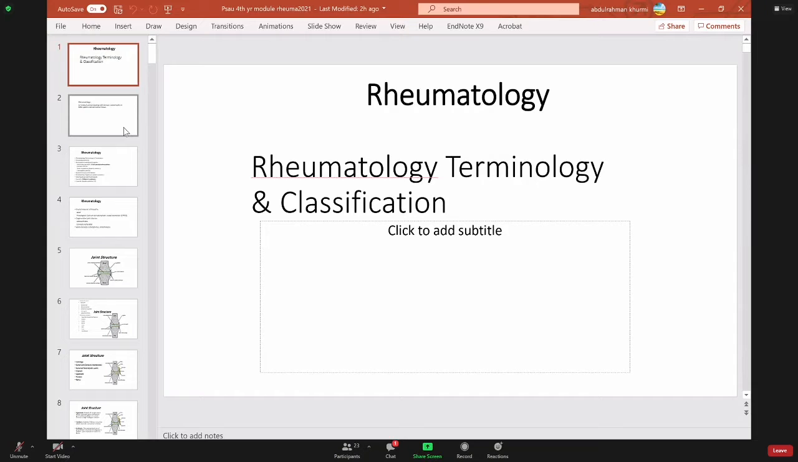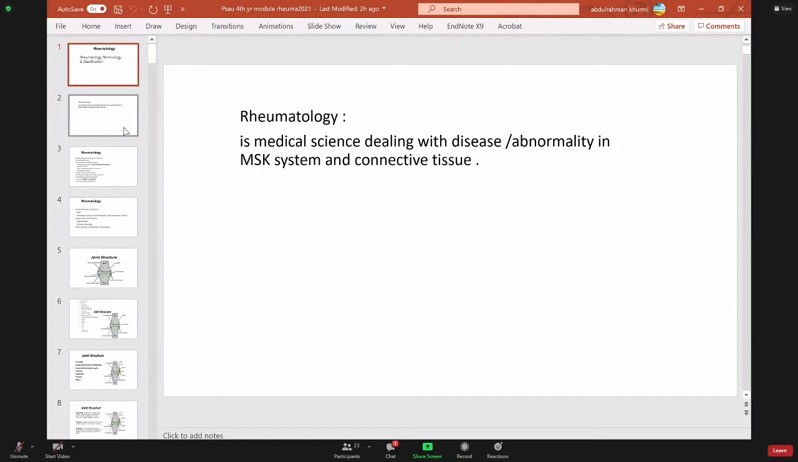أمراض المفاصل. In English. Inflammation of the joint. Rheumatology does not mean inflammation itself, but it means a medical science dealing with disease and abnormalities in musculoskeletal system, and also includes connective tissue.